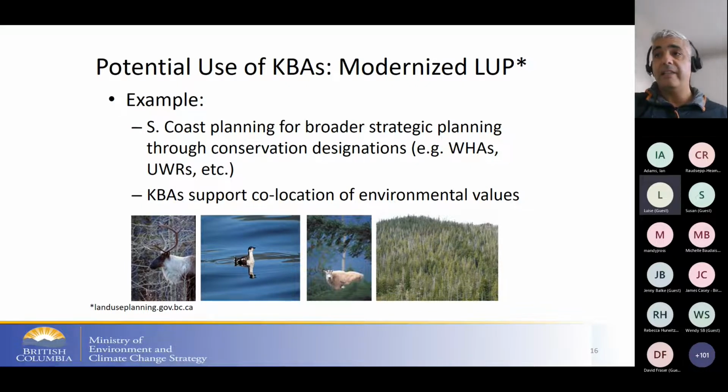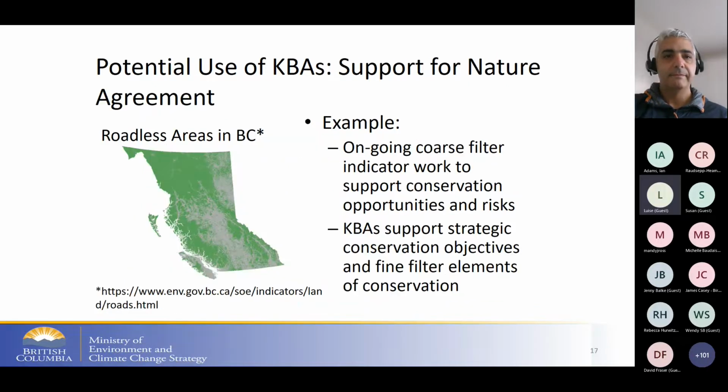Additionally, KBAs can be considered in the development of legal land use objectives through the Land Use Objectives Regulation Order to help conserve important environmental conditions associated with a KBA. And so this land use planning table is one example. We envision similar uses of KBAs at other planning tables to support conservation planning efforts. Next slide.